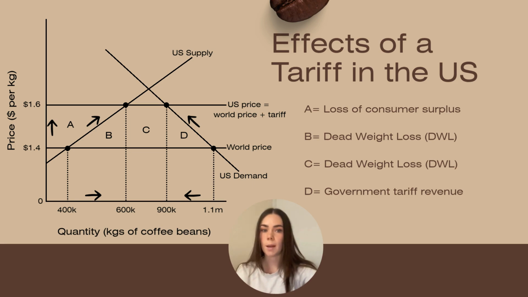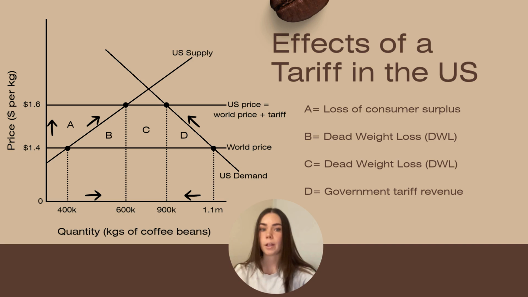Using a demand and supply model, we can see that without a tariff on coffee beans, the US price will be equal to the world price of $1.20 per kilogram. At $1.20 per kilogram, American coffee bean producers will sell 400,000 kilograms of coffee beans. US consumers will purchase 1.1 million kilograms, and imports will be 700,000 kilograms.